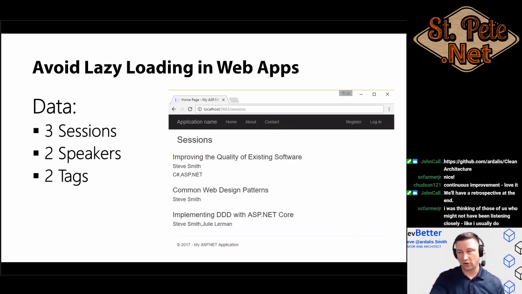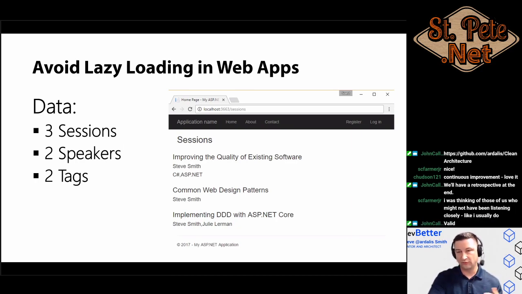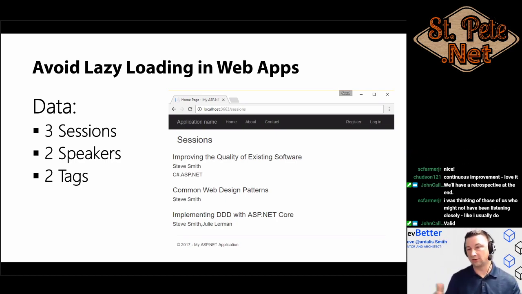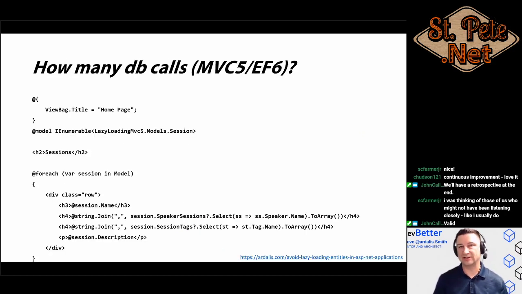And so the sum total of all the data for this conference website is shown on this screenshot. You go to the sessions view, and on that view, there is some code that will read from the DB context, and using lazy loading, it will fetch all the sessions, and then on those sessions, it will check the speaker, and it will also list the tags. So the total amount of data in this database are three sessions, two speakers, and two tags. And you can see how they're associated on this slide. My question for you is, how many database calls does this make when you run it?